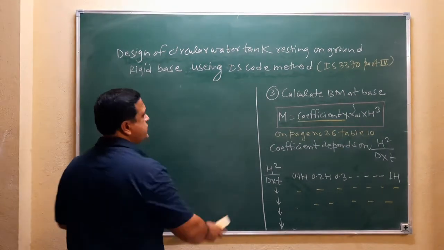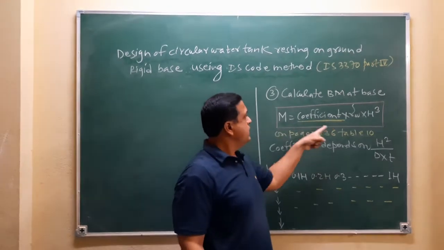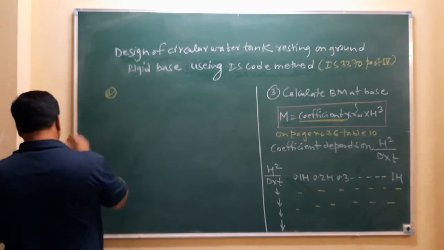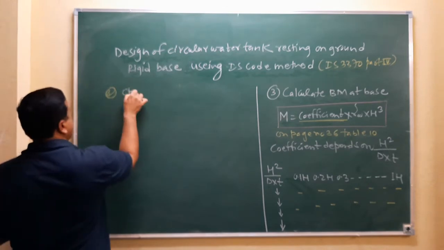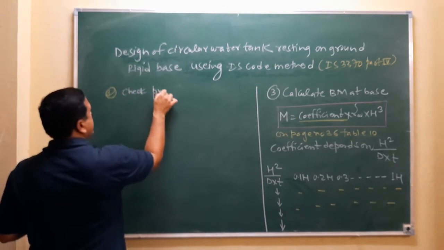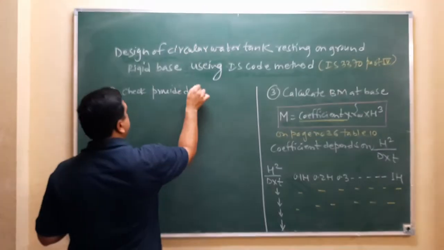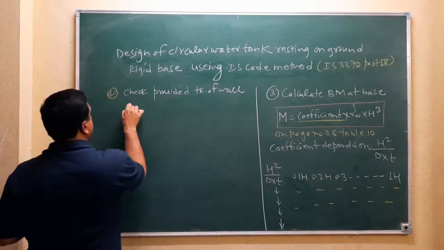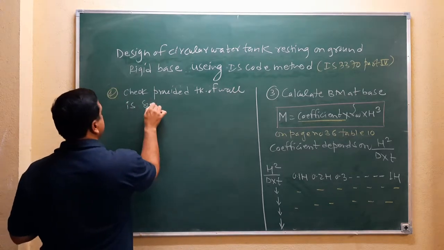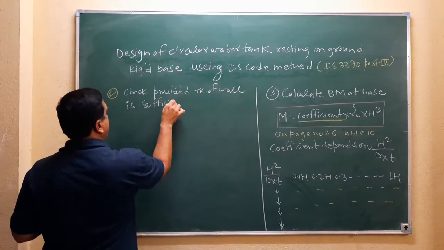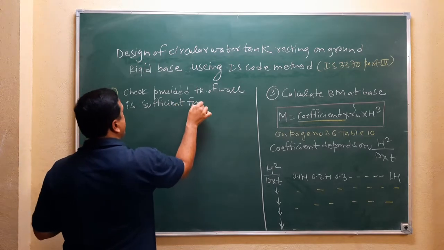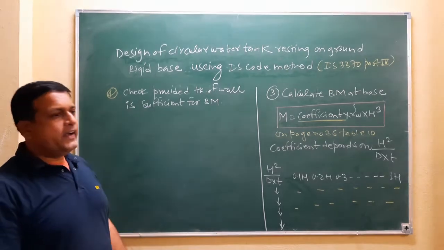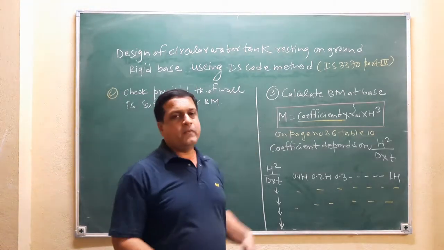Now once you have the bending moment, check in step number 4 whether the provided thickness of wall is sufficient for bending moment or not. Check your provided thickness of wall is sufficient for bending moment or not.